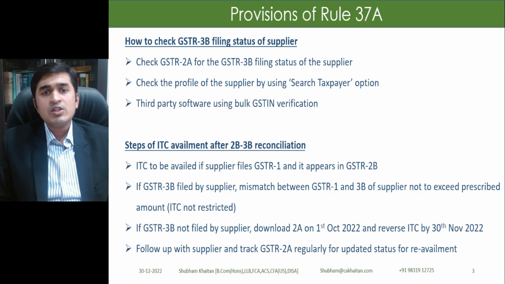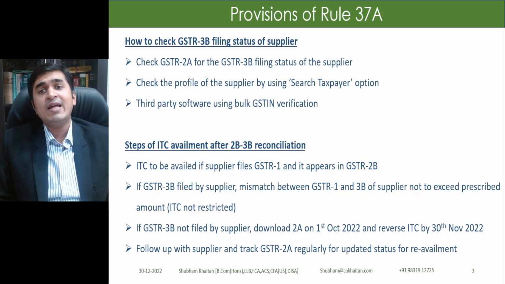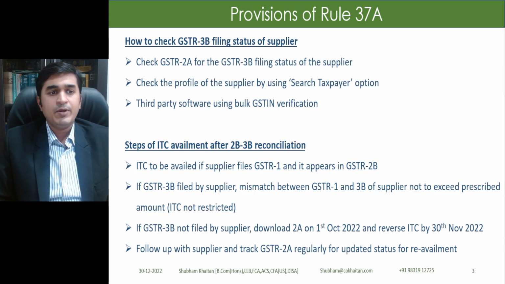Another option is to check through the search taxpayer option on the GST portal, which contains the 3B filing status of the supplier. But this is a cumbersome exercise because for every supplier we'll have to check individually the search taxpayer option, which may be a time consuming process. Also, there might be a lot of third party softwares, ASPs, which have a bulk GSTN verification system, which fetches the data from the GSTN portal and provides information whether the supplier has furnished his 3B or not. This will become very vital information for the recipient now.